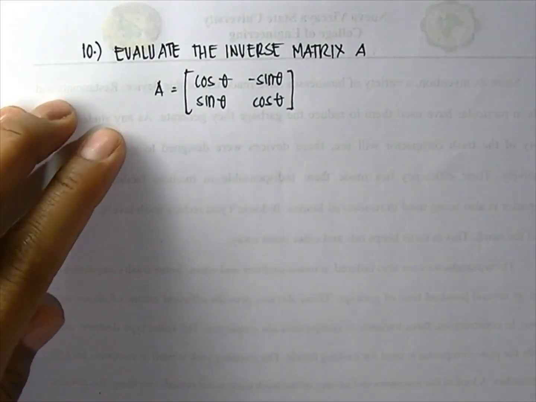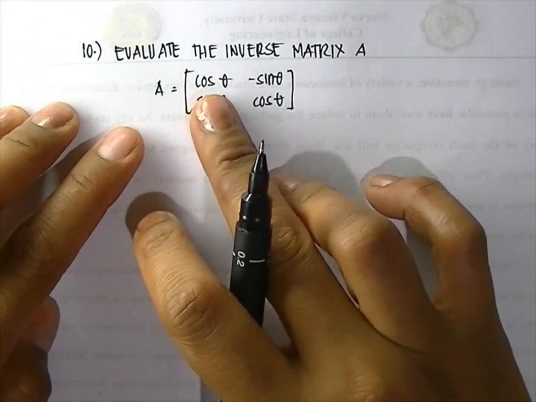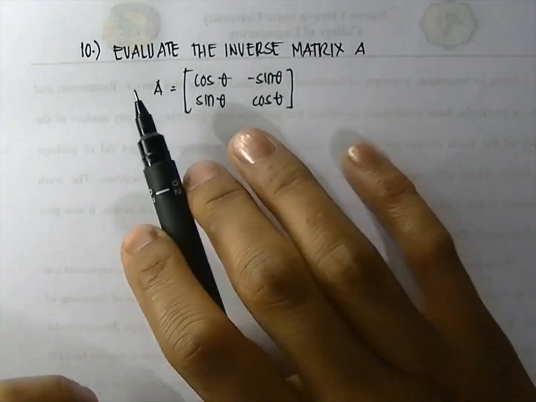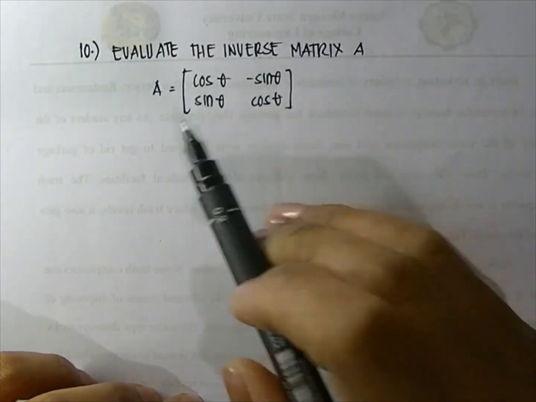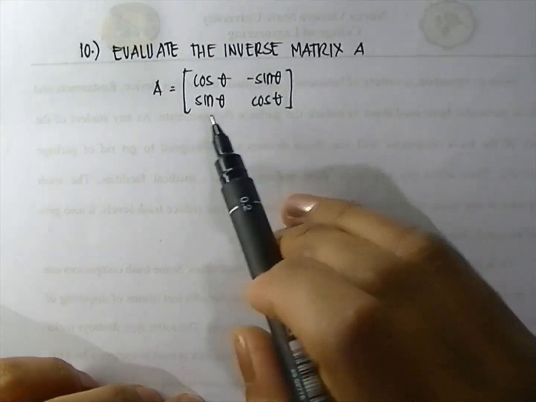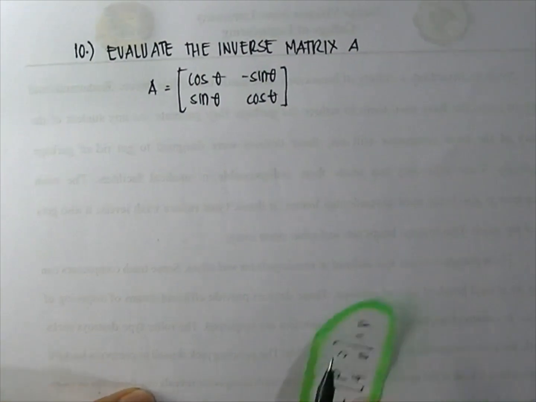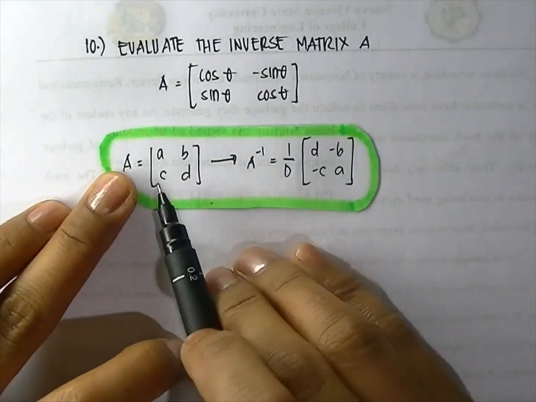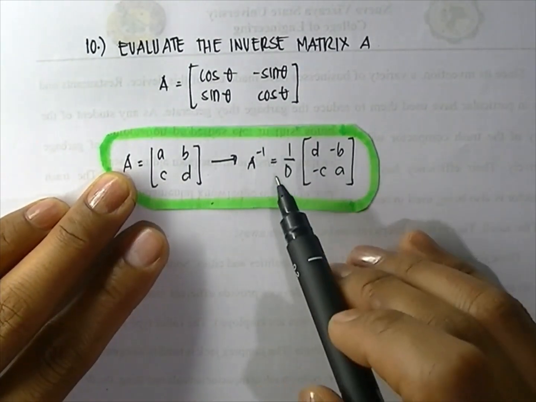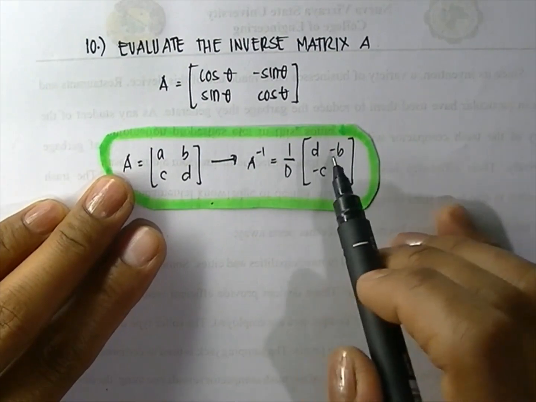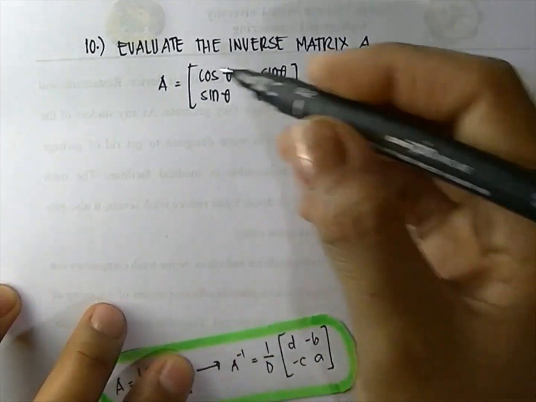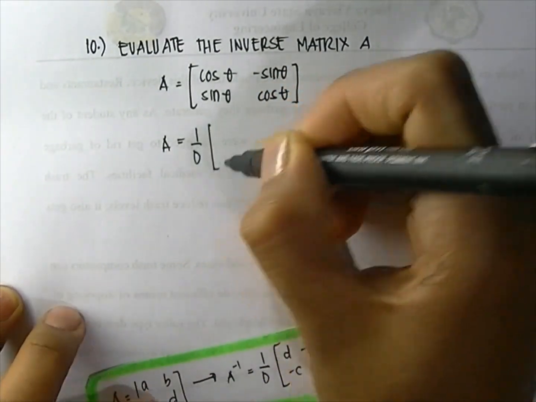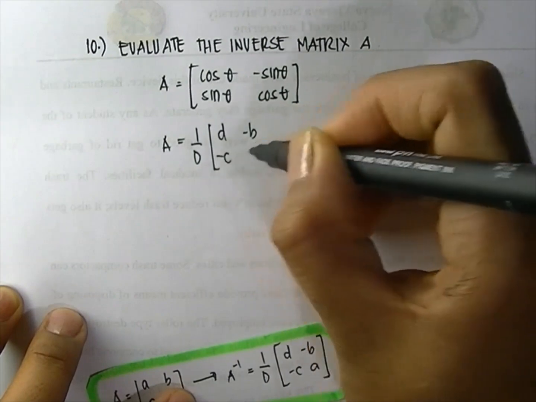Number 10, evaluate the inverse matrix of A. A is [cosine theta, negative sine theta; sine theta, cosine theta]. So, for a matrix A, B, C, D, the inverse is 1 over the determinant times D, negative B, negative C, and A.